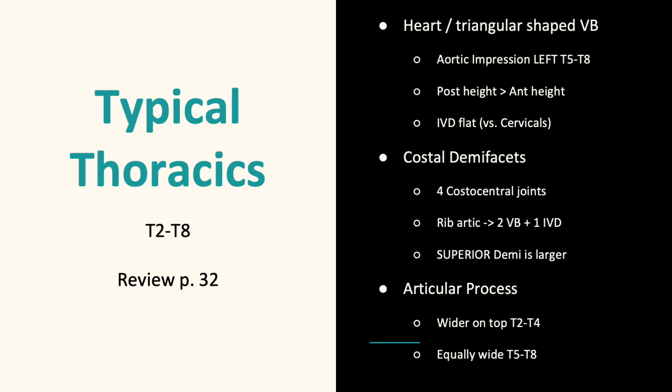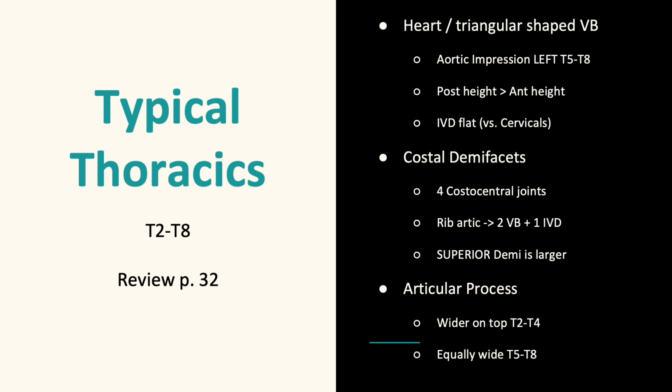So we've got our costal demifacets. Remember, on our typical thoracics, we have two different ribs that articulate. So there are going to be 4 costocentral joints. Costo means rib, central means center, which is your vertebral body. We've got 4 of those. Know that your superior demifacet is the larger one. I always think that that's the one supporting the weight of the rib, if you will, so it makes sense that it's larger. It's got a firmer hold on the vertebral body.